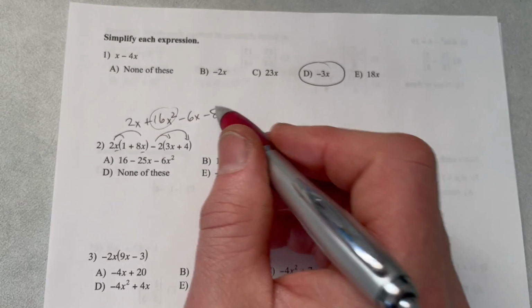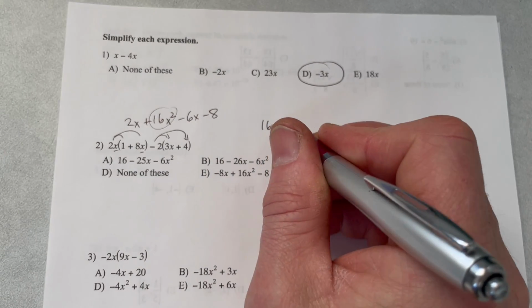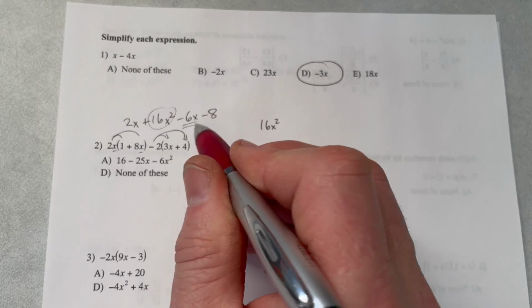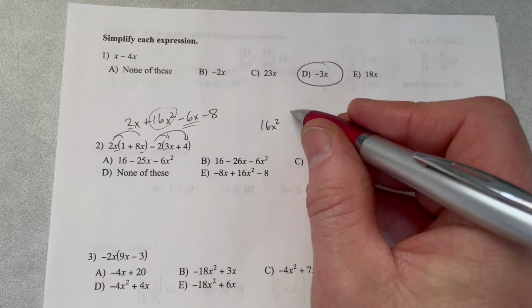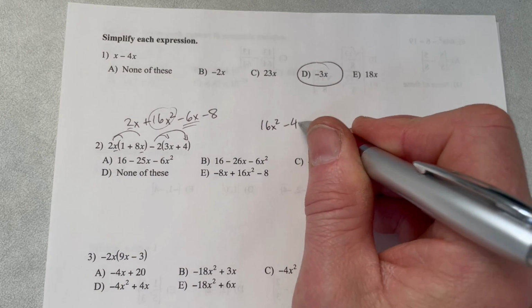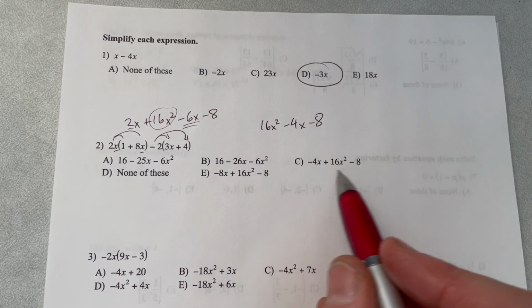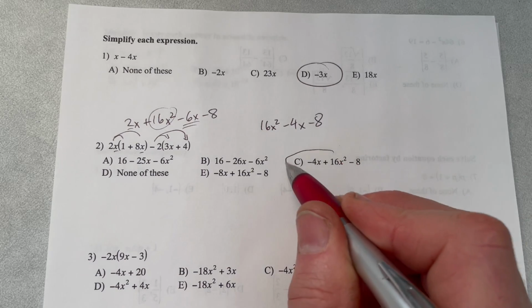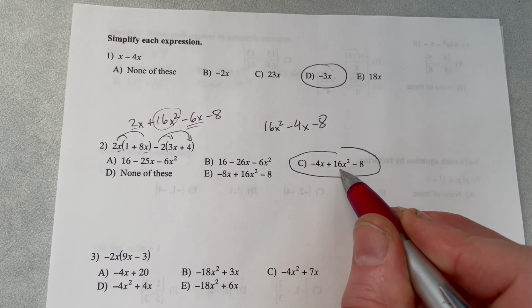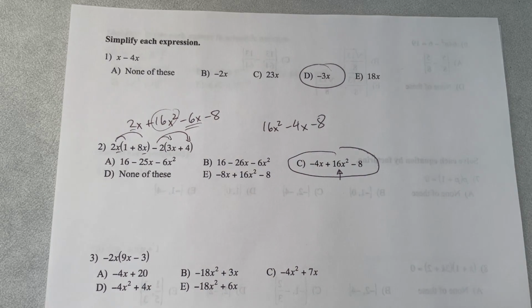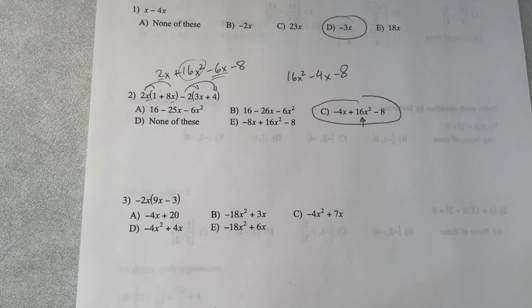We gather up like terms. That's just by itself 16x squared. Then I've got x terms, a minus 6 and plus 2. That's a minus 4x, and then minus 8. And I look down here, and they've tried to mess with us a little bit. That's not standard order. Usually this goes first. They're just checking to see if we can move things around. We're not afraid of that.